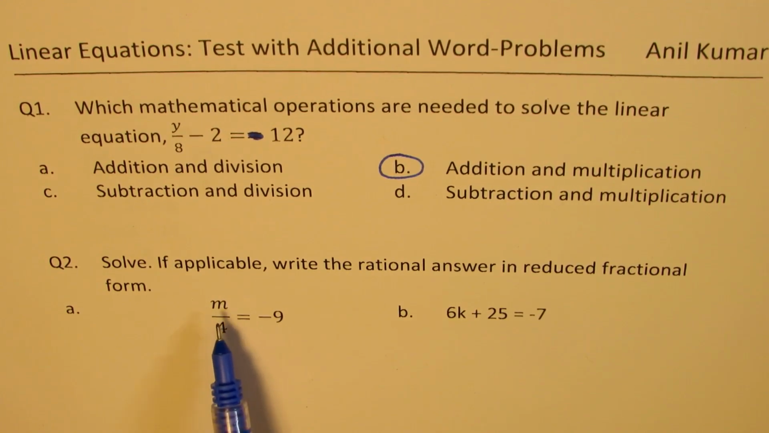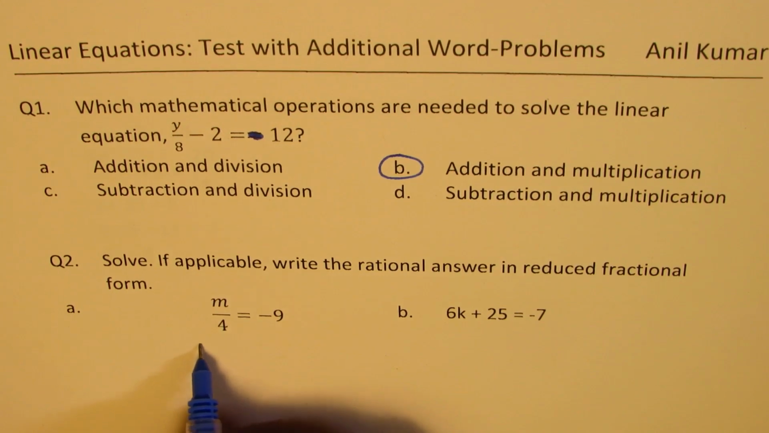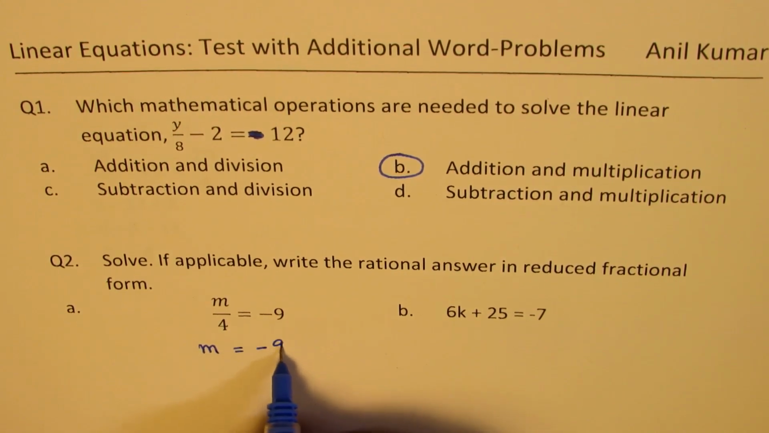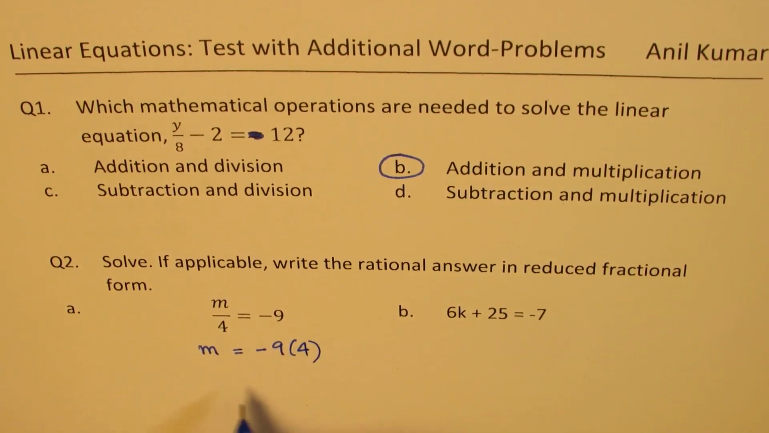Question number 2. Solve, and if applicable, write the rational answer in reduced fraction form. One of the equations is m over 4 equals minus 9. We just cross multiply and you get m equals minus 9 times 4. So that gives you m equals minus 36.